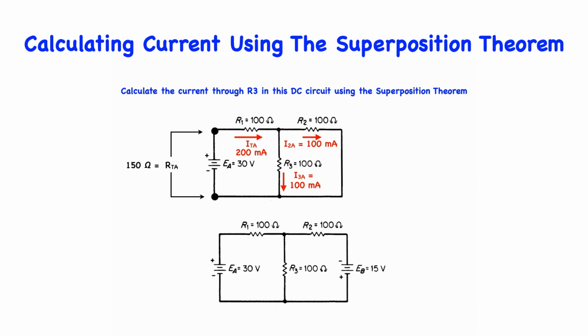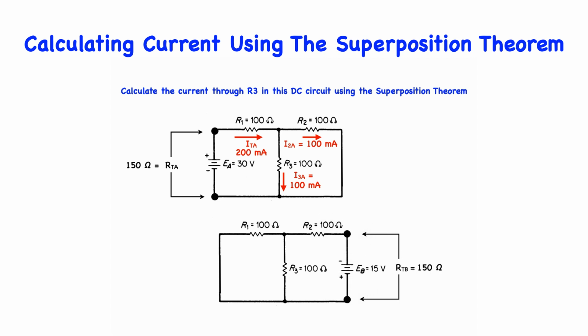Returning to our original circuit, let's look at the contribution from voltage source EB. Because EA has no internal resistance, the EA source is replaced by a short circuit. As you can see, the circuit is symmetrical, so the resistance that the B power supply sees, we will call it RTB. The total resistance at EB is also equal to 100 plus the quantity 100 in parallel with 100, which is equal to 150 ohms.